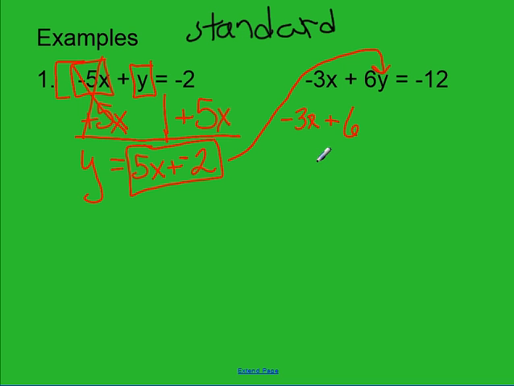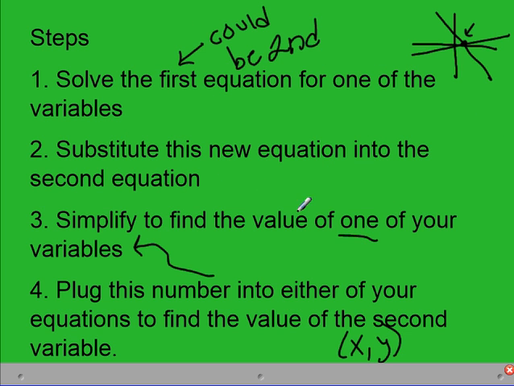I have to be careful here because it's easy to make a mistake. Put parentheses in, okay? 6 times y, so it's going to be 6 times 5x plus negative 2. Remember how I said you were going to use distributive property? Here it is. And then equals negative 12. We have plugged it in. Now we are going to simplify to find the value of one of your variables.